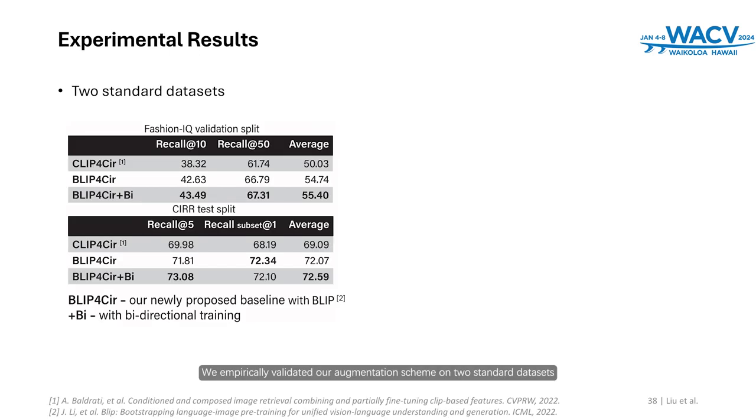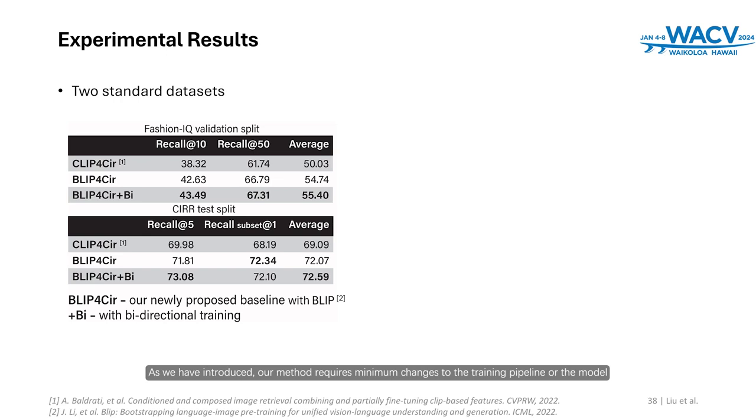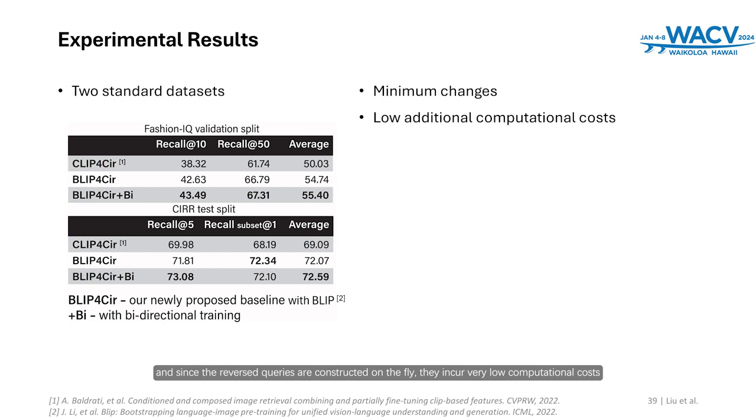We empirically validated our augmentation scheme on standard datasets, while CLIP-Fazer is a new competitive baseline we propose on top of Clip4Cir by replacing the CLIP image and text encoders with BLIP. As we have introduced, our method requires minimum changes to the training pipeline or the model, and since the reversed queries are constructed on the fly, they incur very low computational cost. A more detailed analysis of the performance can be found in our paper, with discussions on the special recall subset metric used in the SIA dataset, which is the only metric where we do not outperform others using bidirectional training.